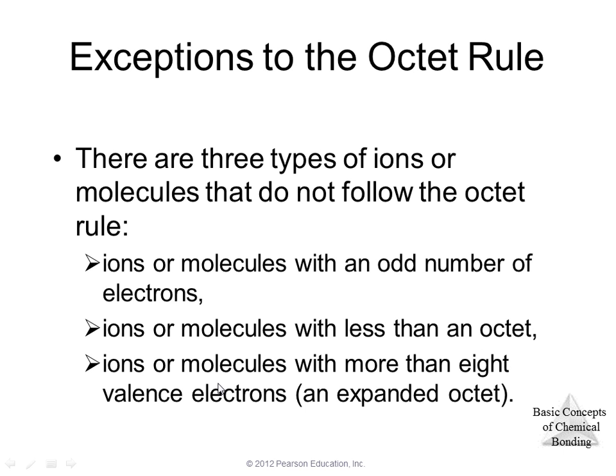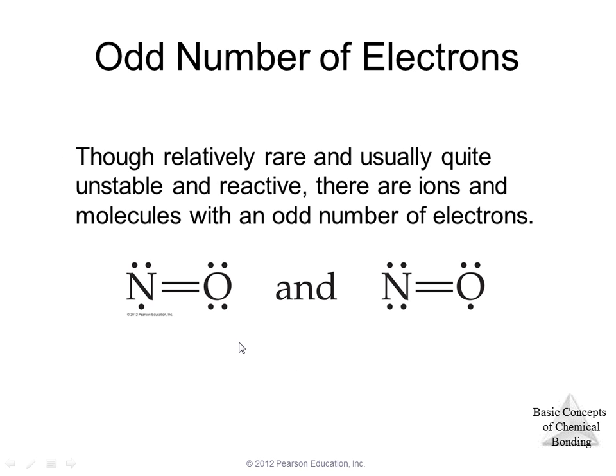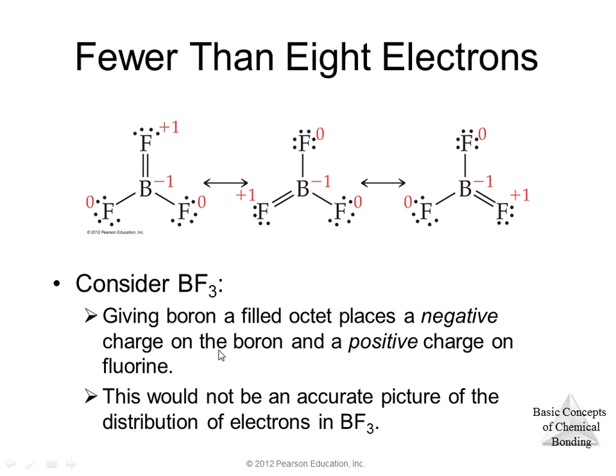There are some exceptions to the octet rule. Ions or molecules can have odd numbers of electrons. You can have less than an octet for some, and some can have more, an expanded octet. It's not very stable to have an odd number of electrons, but you could have them. For example, here you've got an odd number of electrons dealing with oxygen and nitrogen. If you get an odd number of electrons in a structure, what usually happens between the 2 of them is they're really super reactive, and they want to react quickly to get that stable set of valence.